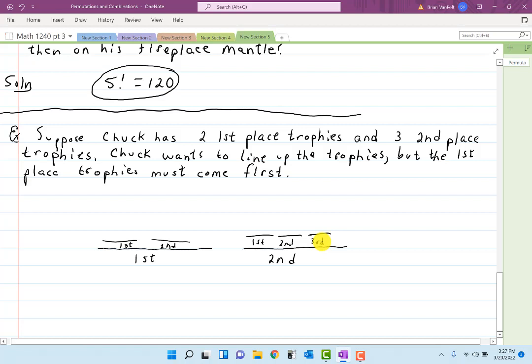So let's look at the first place trophies. He has 2 of them that he can select to be at the very beginning, and then after he places that one, there's only 1 left, so he's taking care of the first place trophies. I'll put it out here and indicate more multiplication. Now for the second place trophies, he has 3 of them. So to display which one comes first, he has 3 to choose from. And then after he places that one down, he has 2 to choose from, and then 1 to choose from. So you can see that this equals 2 factorial times 3 factorial. And the total answer to this is equal to 12.